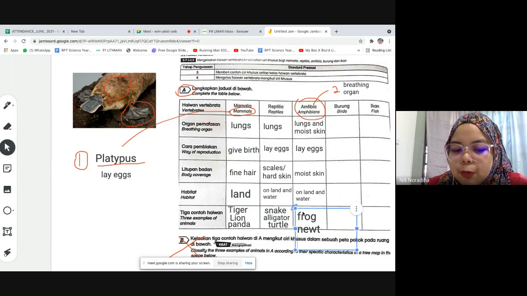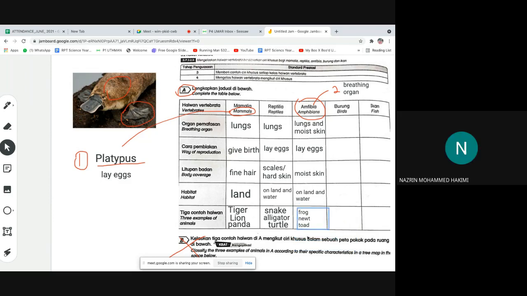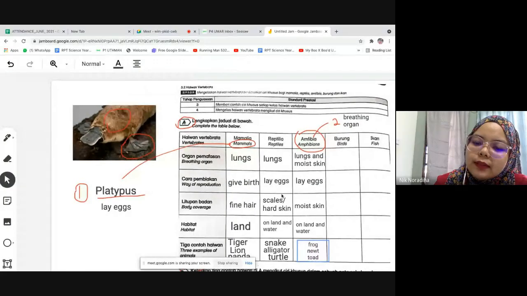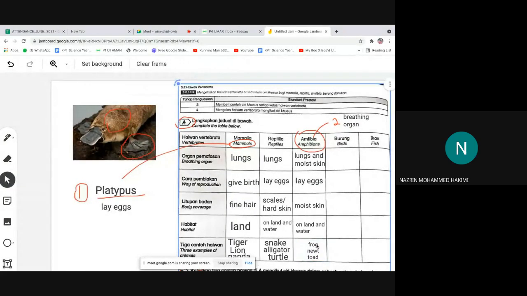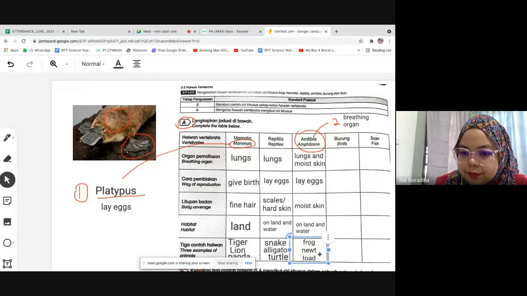But if you write newt and salamander, teacher will accept your answer. Because if you write frog and toad, teacher will still accept your answer, even though they are under the same group. Okay? What's a toad? Toad and frogs are under the same group. Yes, correct.